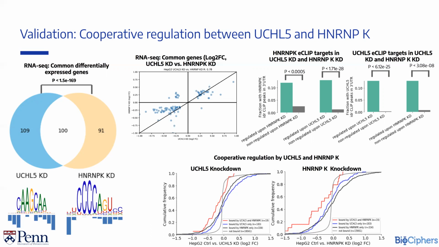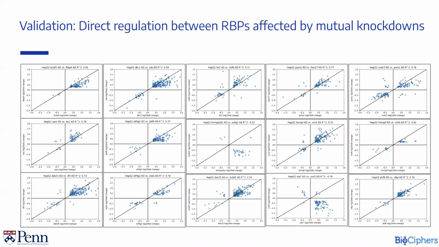Additionally, we think that this relationship explains some of the indirect effects of depletion of either proteins individually. That is, genes that change upon UCHL5 knockdown but are bound only by HNRNPK clip and vice versa. This is only one example that we explored, but our model found many more of such potential co-regulators, and we're planning to explore some in the future.